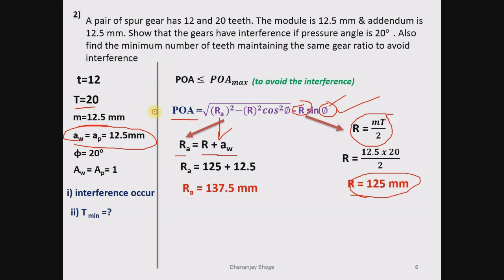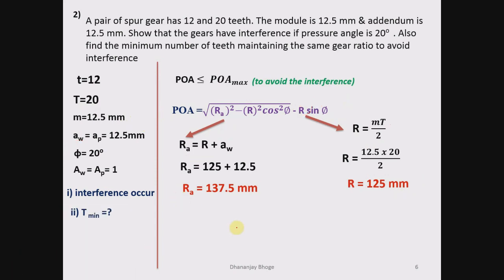Now solve this equation and tell me the value of path of approach. We know all the things. R is 125, RA is 137.5, phi is 20 degrees. Correct? Phi is 20 degrees. Substitute all these values in this equation and get the value of path of approach. पटापट करायचं आहे. झाले का कुणाचं? पाथ ऑफ अप्रोच.